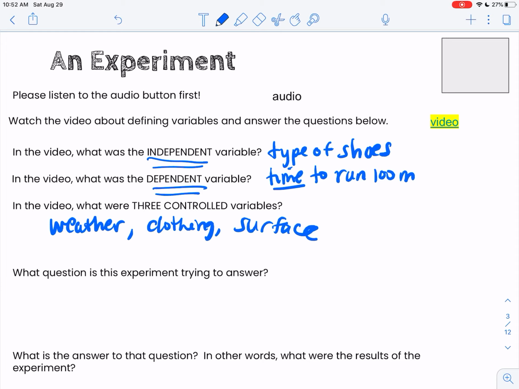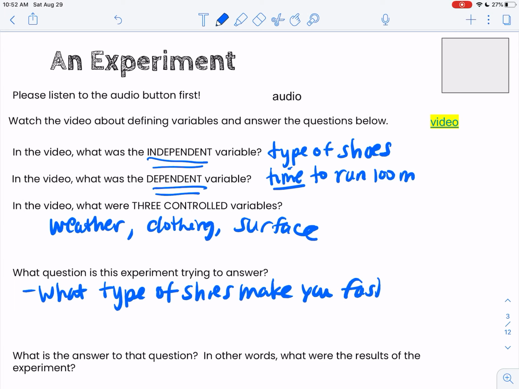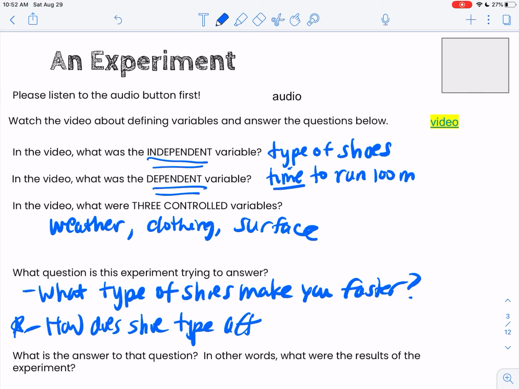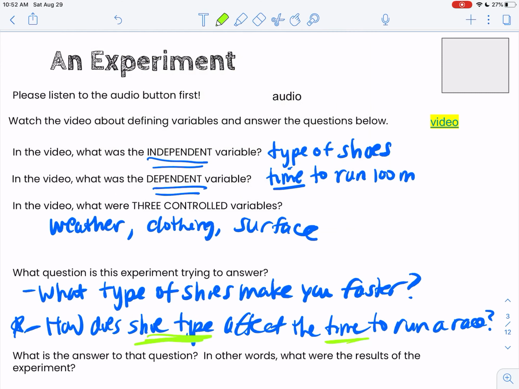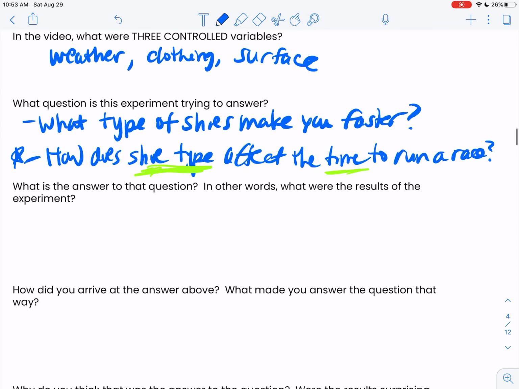So from this information, you want to take what question is this experiment trying to answer? You could have said something like, what type of shoes make you run faster? Or something like, how does shoe type affect the time to run a race? This one's a little bit better, because it has the variables in it, shoe type and time. So it'd be nice if you put the variables in your question.